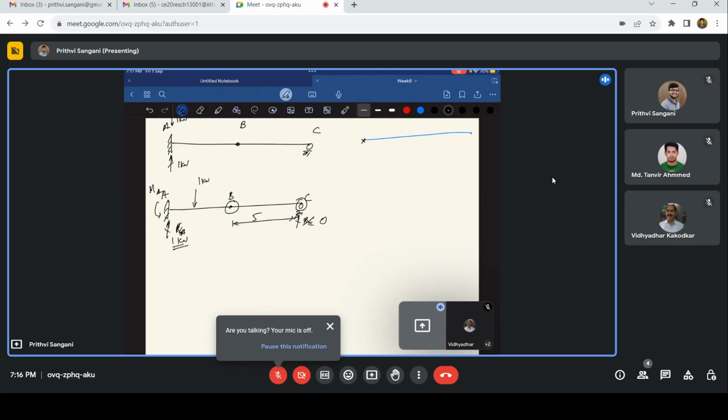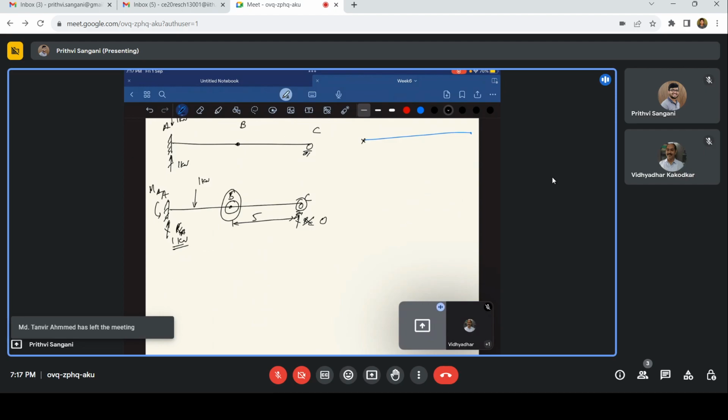So again, when you see that, the forces are already balanced in the vertical direction. So you don't have any shear force at B again. So even in that case, it is 0.